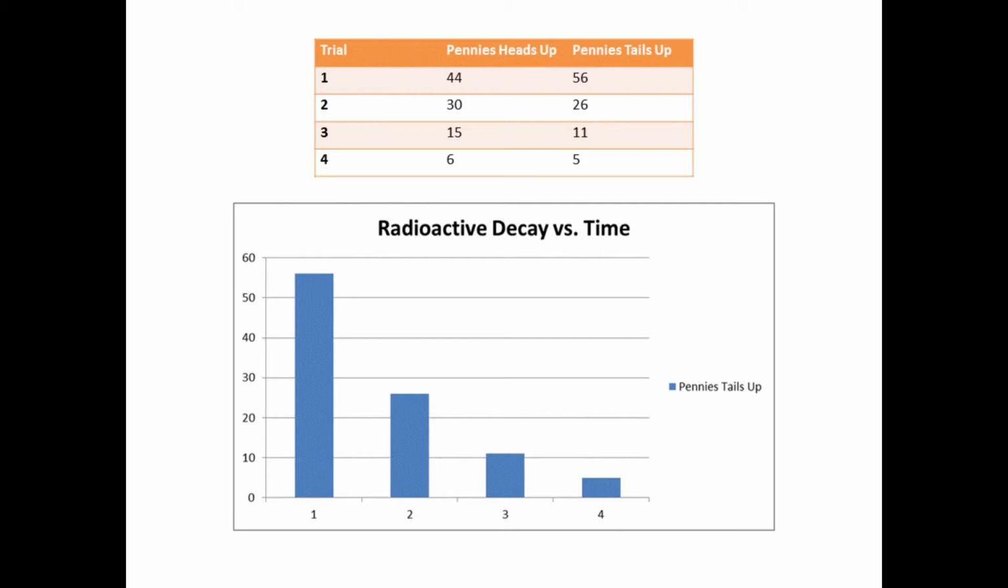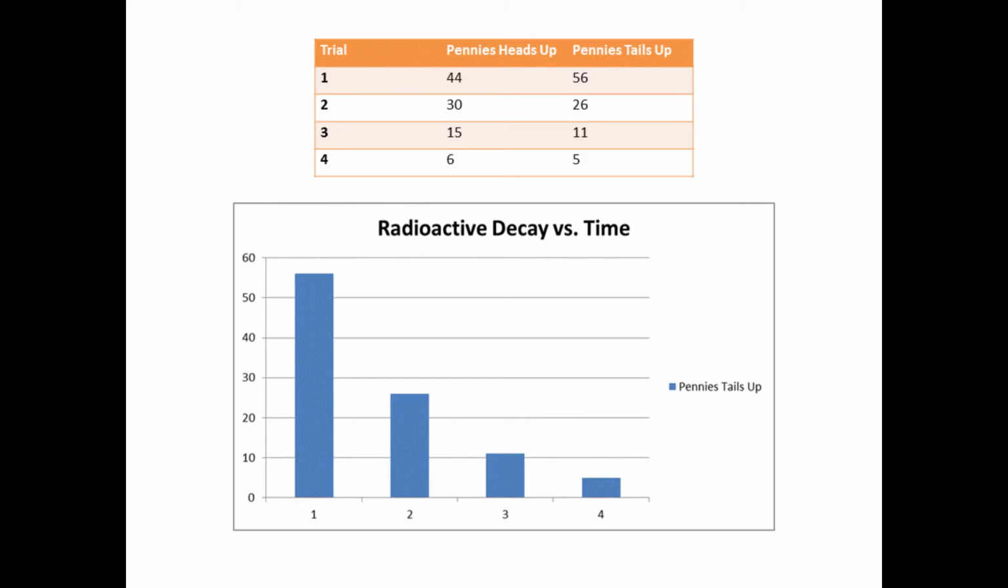This is the data for this activity. I tallied up the number of pennies that were heads up and tails up for all 4 trials. Remember that the pennies that were heads up represented the atoms that decayed each time, while the ones that were tails up did not decay, and I left those in the tray. I also created a bar graph which shows the number of pennies that were left for all 4 trials. Although I started with 100 pennies, or atoms, by the 4th trial I only had 5 left, which means that most of the atoms decayed over time.